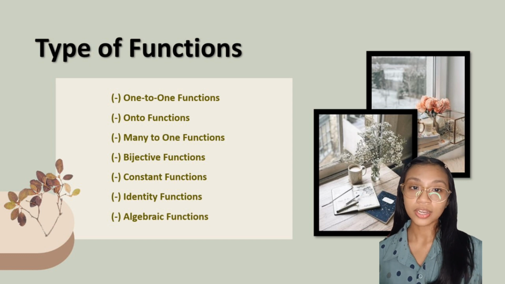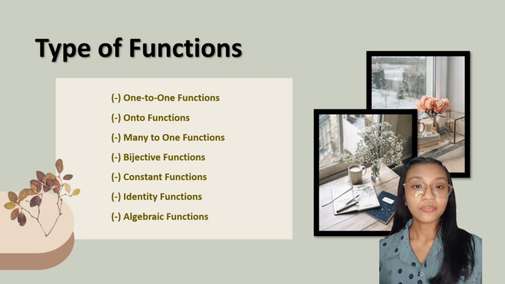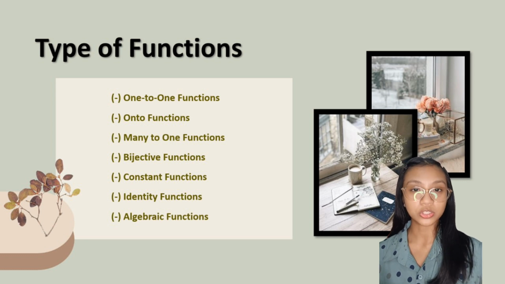It is also known as an injective function. 2. Onto function. A function f: A → B is said to be onto if every element of B is the image of some element of A under f. There exists an element a in A such that f(a) equals b. A function is onto if and only if the range of the function equals B.